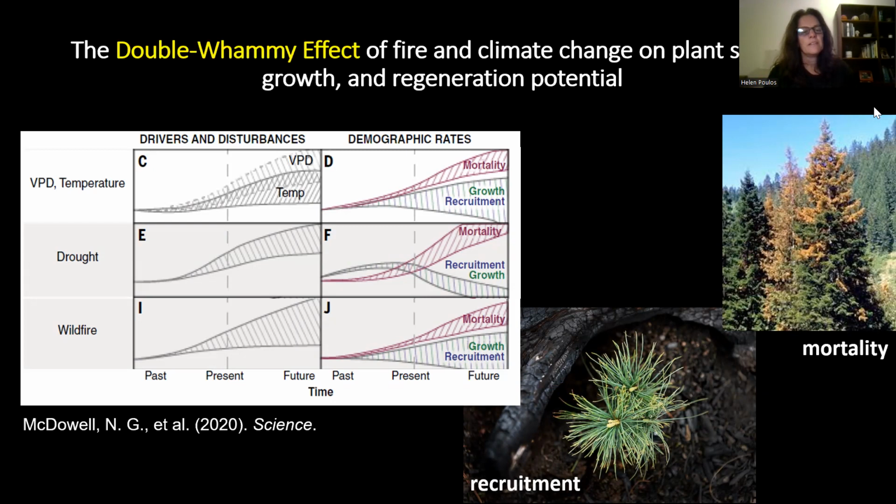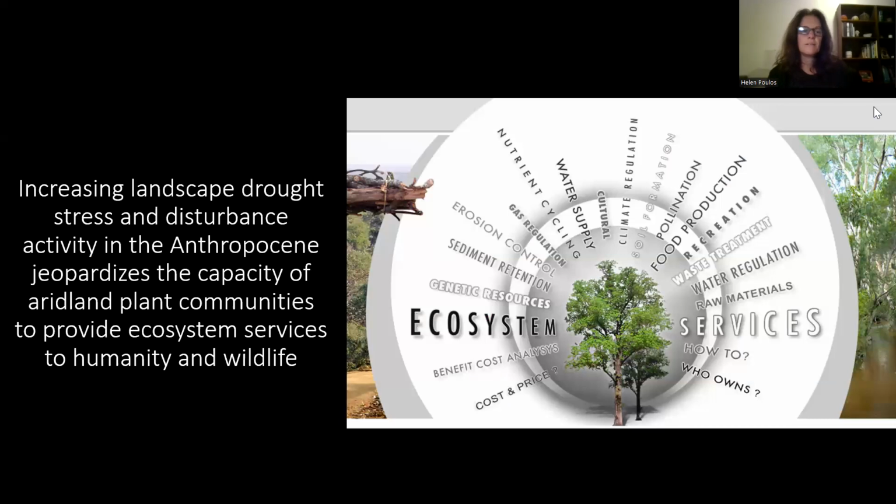And so what we can see in the left panel is that things like vapor pressure deficit, or the drying capacity of air, temperature, drought, wildfire, those have all increased from the past to the present and are all predicted to increase even more in the future. And so both drought and disturbances are increasing mortality of trees and decreasing recruitment or growth of these forests. And so this is a real problem because our forests in dryland systems are really critical ecosystem service provisioners.